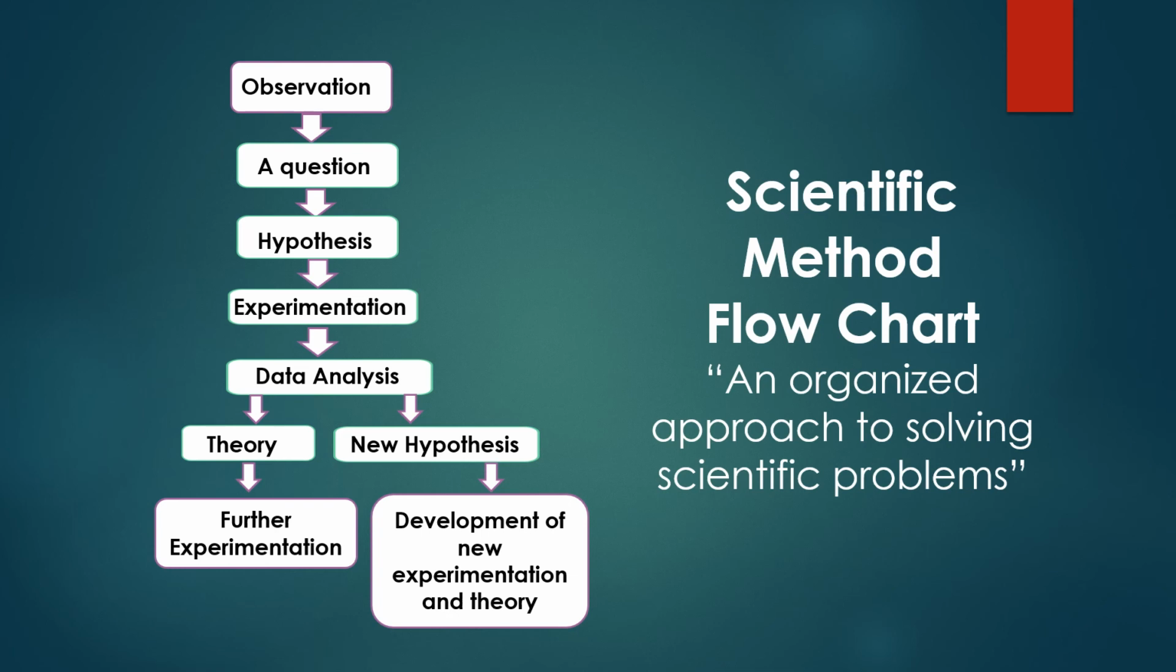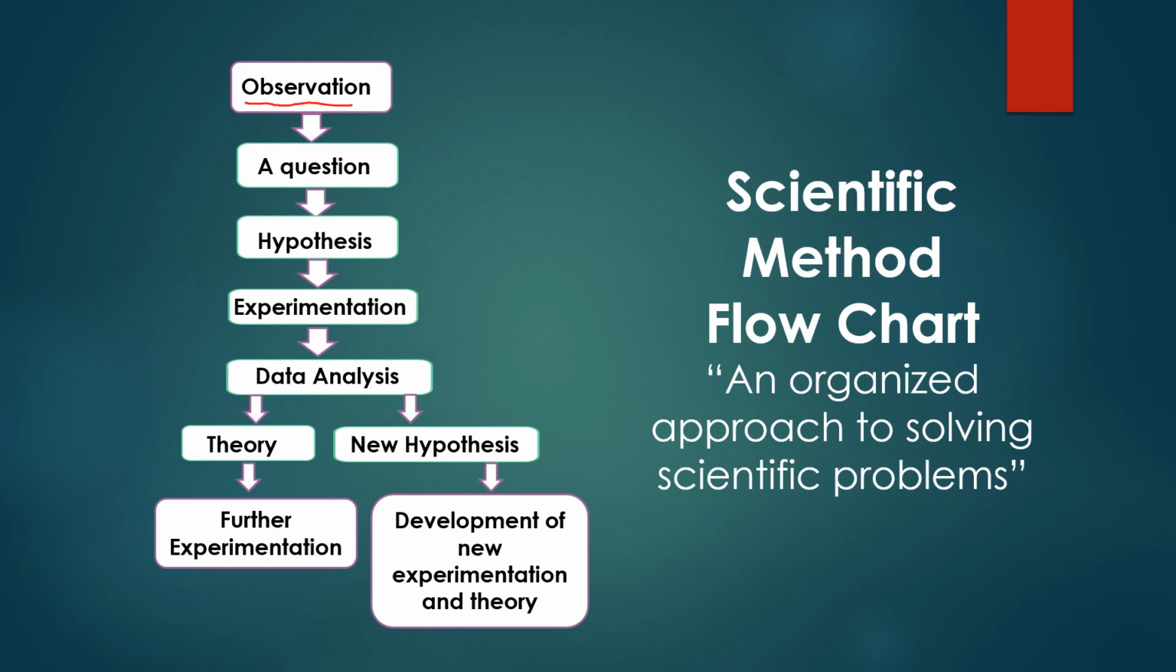Looking at the flow chart, we're starting with observation. For example, let's use Newton's law of gravity. In order to come up with Newton's law of gravity, Sir Isaac Newton first observed an apple falling from a tree.